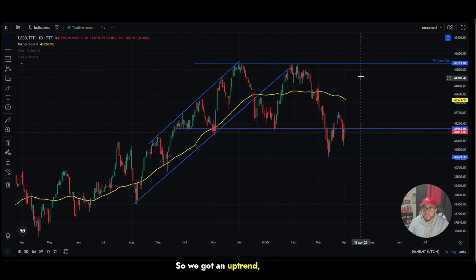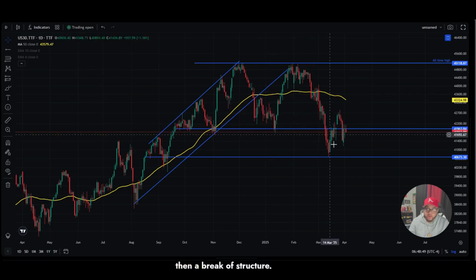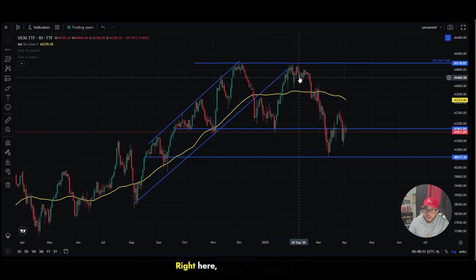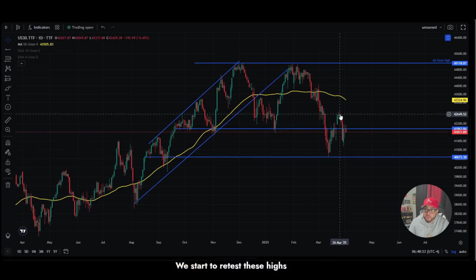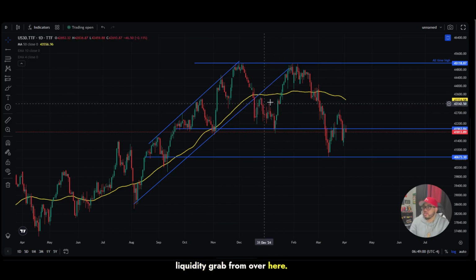So we got an uptrend, so on and so forth, and then a break of structure. So we got a break of structure right here, retest, break of structure. We start to retest these highs over here. As you can see, this high would probably be a liquidity grab from over here. Right, and then you can do small things as I get into the lower time frame, right? So this is how my daily would look, right?